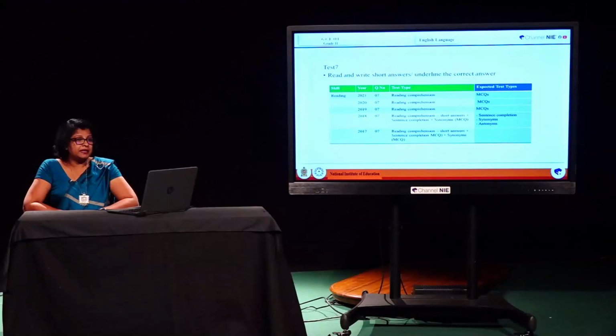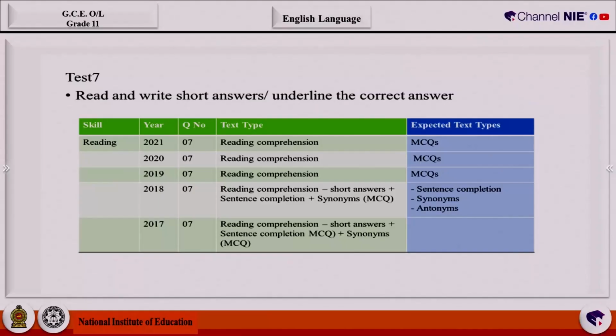Now I am going to pay my attention to question number 7 because it is also based on reading. So this reading is more difficult than the reading paragraph that we have just talked about. And this reading will be longer than the previous test item. And after reading this paragraph, most probably you will have to answer MCQs, multiple choice questions.